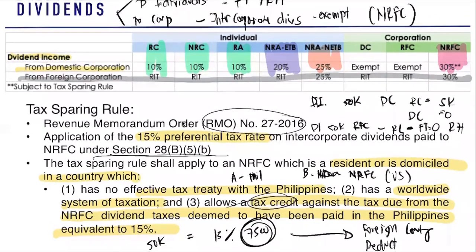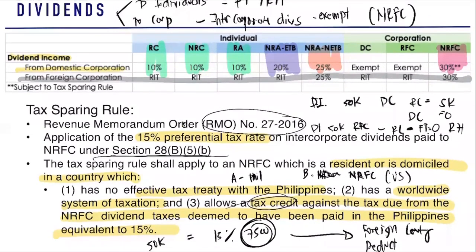Okay, so again, madali lang siya here in your academic learning, but soon when you apply it, medyo mahirap siya. So the rule is 30% except if there is a tax sparing rule. Do not forget that. Okay? So do not forget the rates. Ang importante dito, tax rates. Dividends. So we're done now with dividends.